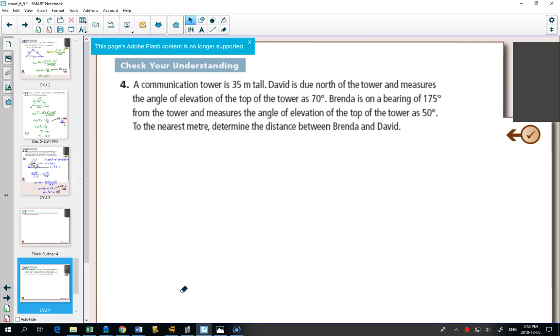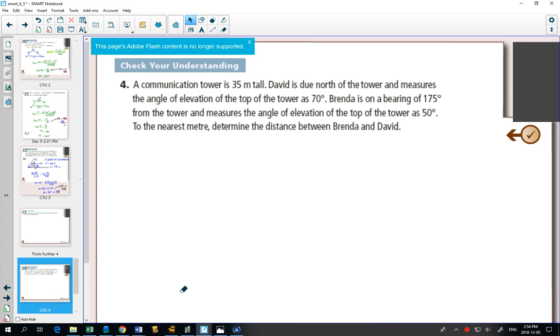Example 4 is a three-dimensional problem. A communication tower is 35 meters tall. David is due north of the tower, and he measures the angle of elevation to the top of the tower as 70 degrees. Brenda is on a bearing of 175 degrees.